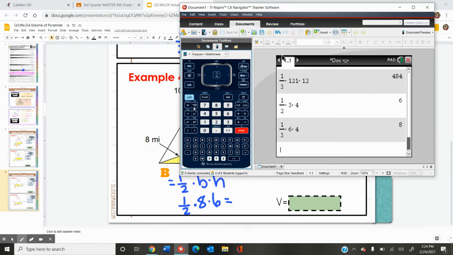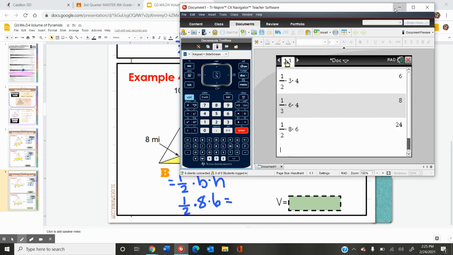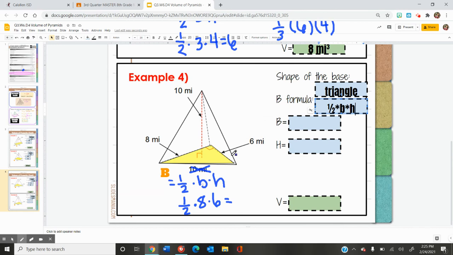Well, that's going to equal 24, but just to show you in the calculator, 1 on top, 2 on the bottom, I'm multiplying this by 8 by 6, and I get 24. So 1/2 times 8 times 6 equals 24. So the area of my base, big B, is 24. Now H, which is the height of my pyramid, is going to be from the center of my shape to the peak, and here it tells me that that is 10.